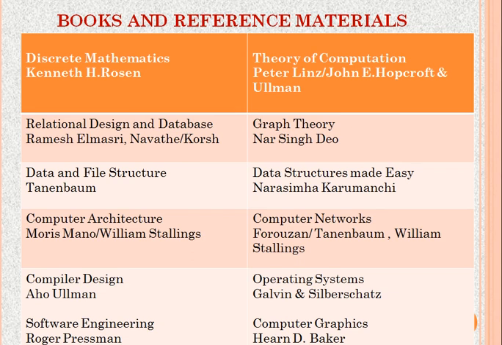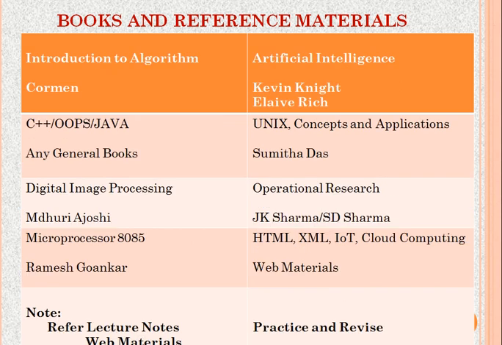Next comes compiler design. For compiler design, the famous Aho and Ullman textbook is there. For software engineering, you can follow Roger Pressman. With respect to operating system, it is Galvin and Silberschatz, and for computer graphics, the famous Hearn and Baker. For introduction to algorithms, you can follow Cormen, and for C++, OOPS, Java, you can follow any general books. For artificial intelligence, you can follow the book by Kevin Knight and Elaine Rich, and for Unix concepts and applications, you can refer the Sumitabha Das textbook.